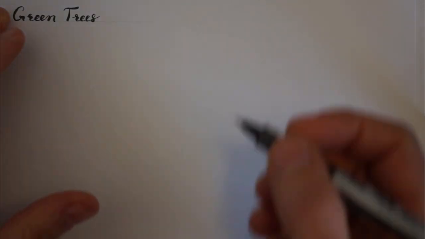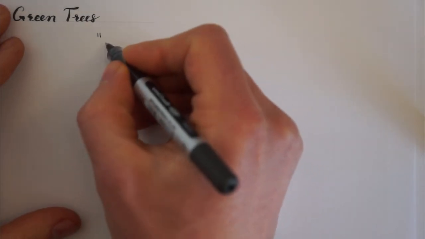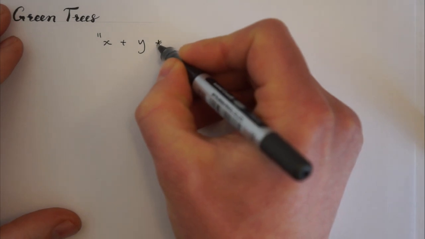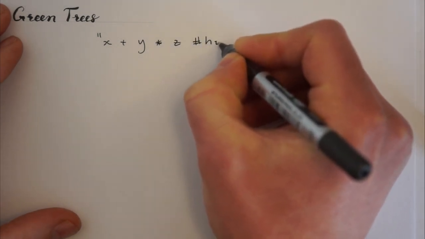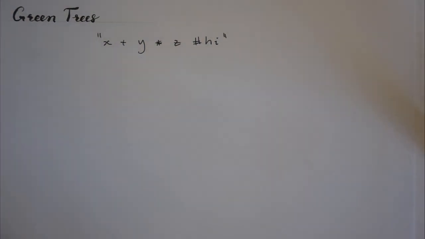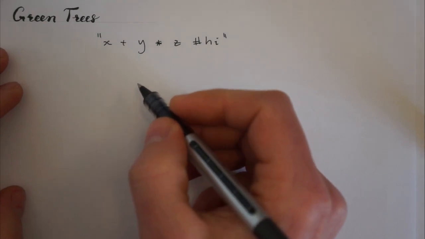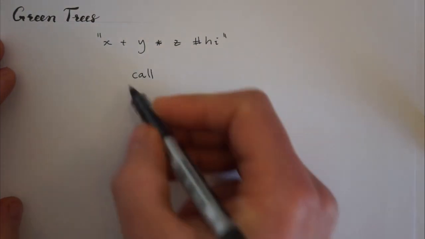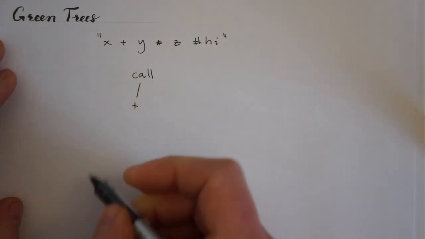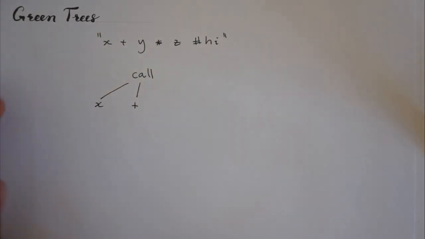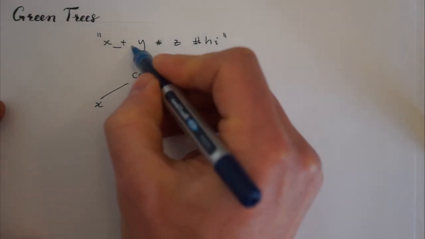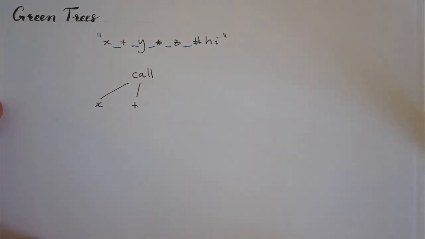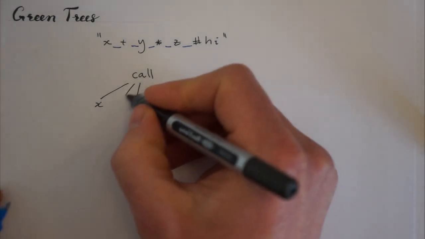So what exactly is a green tree? Let's look at a simple example. It's a minimal lossless syntax tree which overlays the source text. Let's look at an example where we're parsing this source: x plus y times z, and a comment on the end. A green tree for this, at least in the way I've designed it, is going to look like this. There's a call node for the plus. That's going to take x. Now it's going to have some whitespace. Let's show the whitespace here as well. That's also going to have whitespace here.